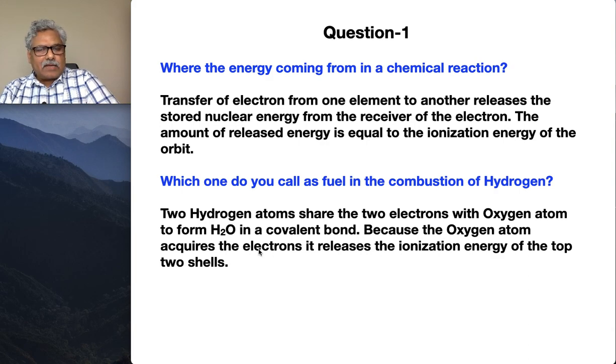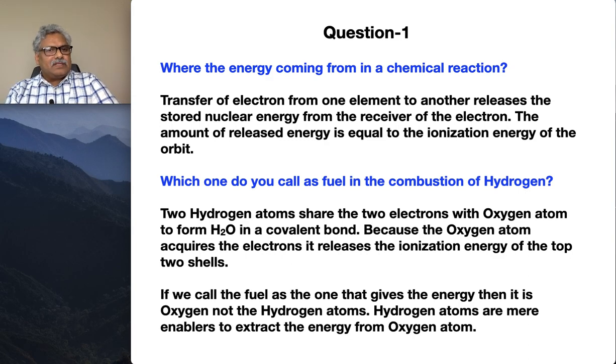Because the oxygen atom acquires the electrons, it releases the ionization energy of the top two shells of the oxygen atom. So the oxygen is the one actually releasing the energy. If we call the fuel the one that gives the energy, then it is oxygen, not the hydrogen atom. So when you go to the gas station or petrol station and take a fuel, that is basically not the fuel.